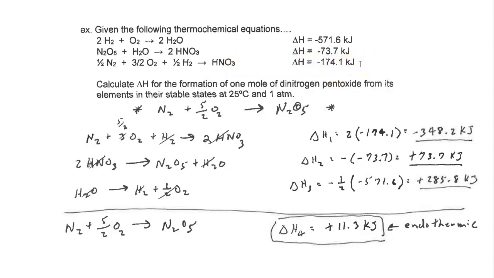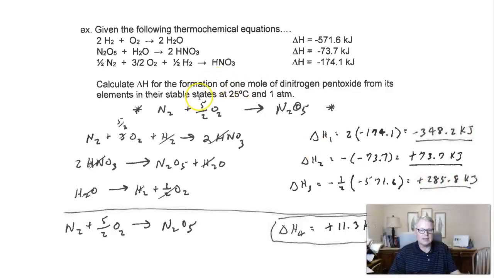Okay, so given that information, calculate delta H for the formation of 1 mole of dinitrogen pentoxide from its elements in their stable states at 25 degrees Celsius and 1 atmosphere. Well, first thing you've got to do in this problem is have something to work toward. If you don't have an equation to work toward, you won't know where you're going. In this case, they didn't give you the equation you were looking for. You have to come up with the equation on your own. But it's not too bad.